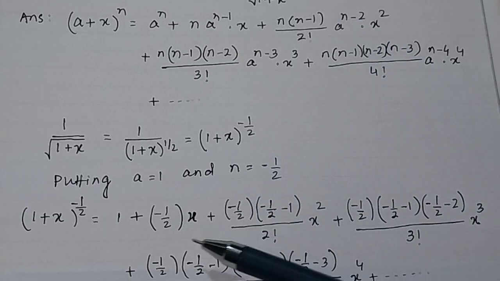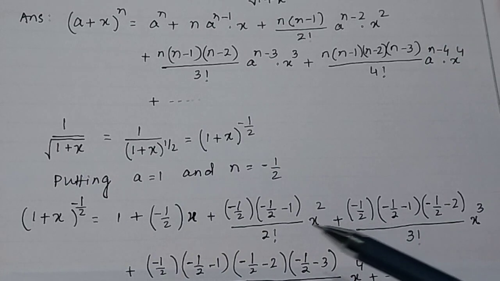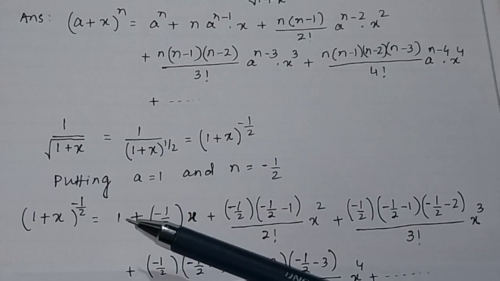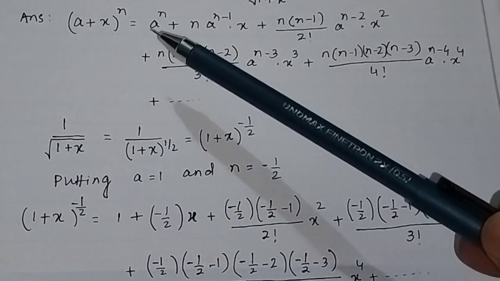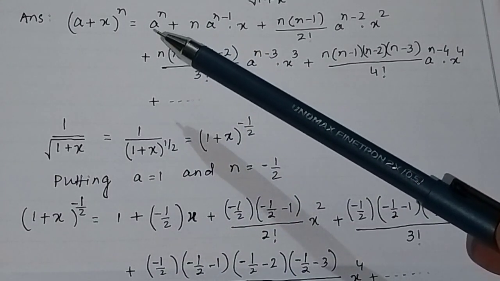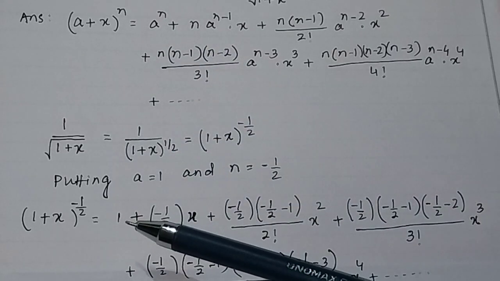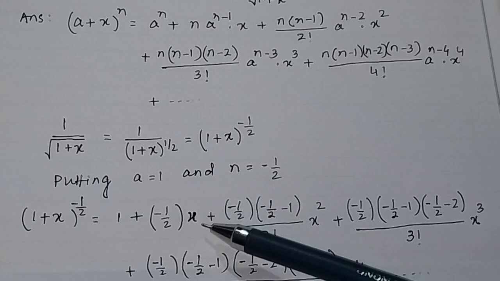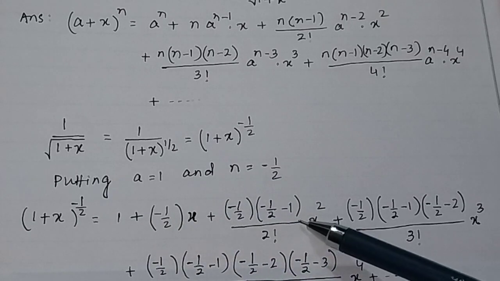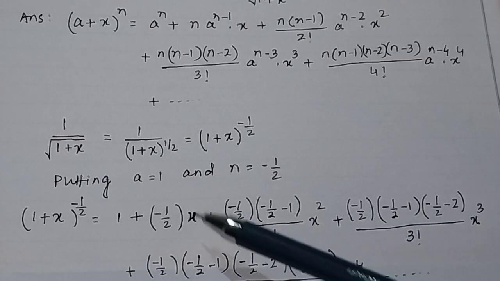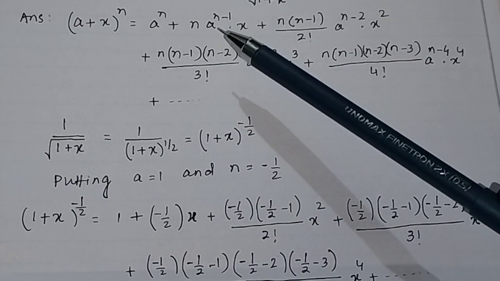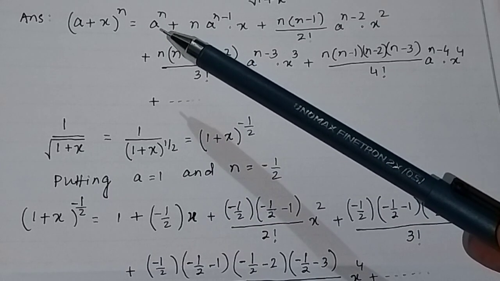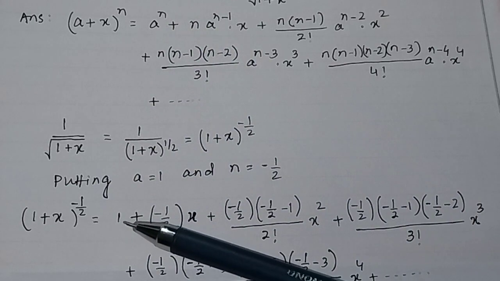That is why in this series we have not taken the power of a. The first term we have taken 1, and any other term which is multiplied by a to the power will also be equal to 1. That is why we have not written the power of a. So if you put a equal to 1, the first term will be equal to 1 to the power n, that is equal to 1.